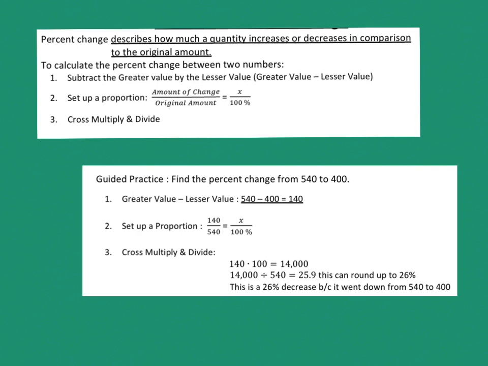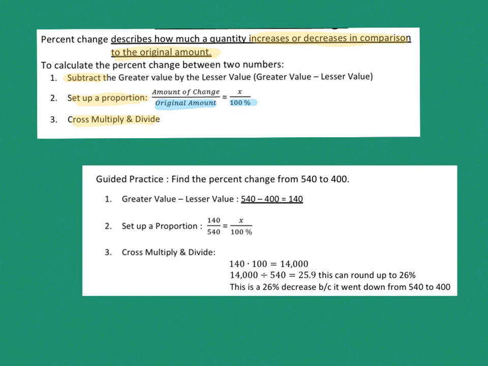Let's change my color. It's how much it increases or decreases from the original amount. Okay, the steps we're going to use to solve is first we're going to subtract, then we're going to make a proportion, and then we'll cross multiply and divide. Now, when you set up your proportion, the most important thing to know is that the original amount always goes on bottom.